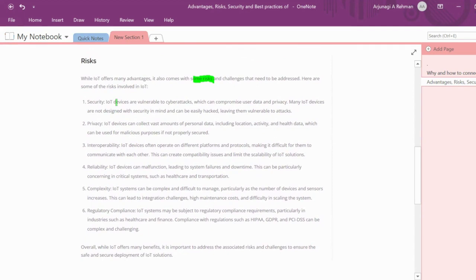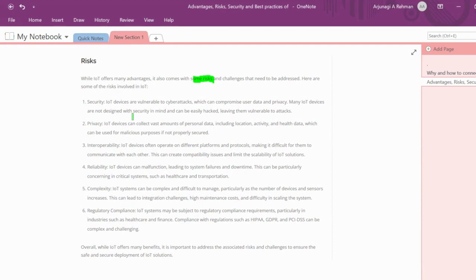IoT devices are vulnerable to cyber attacks which can compromise users' data and privacy. Many IoT devices are not designed with security in mind and can be easily hacked, leaving them vulnerable to attacks.